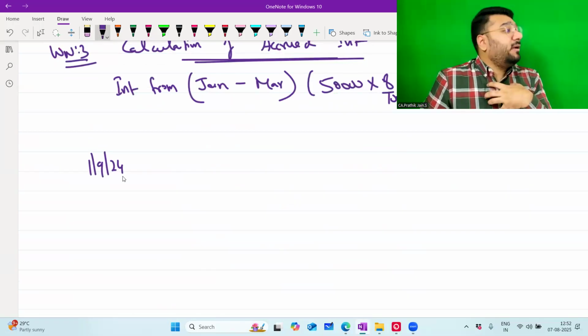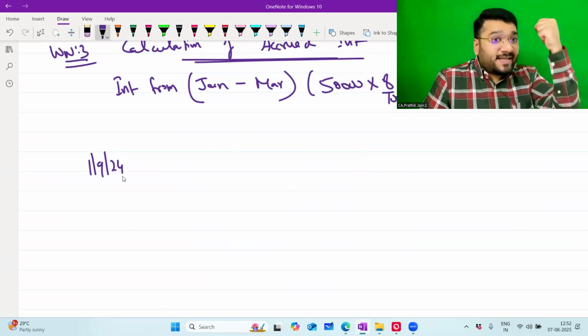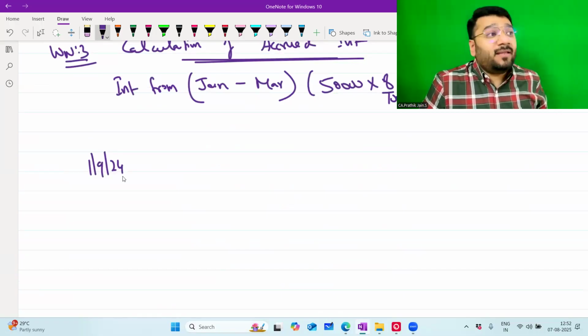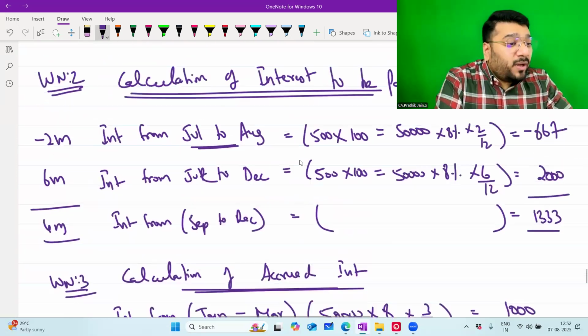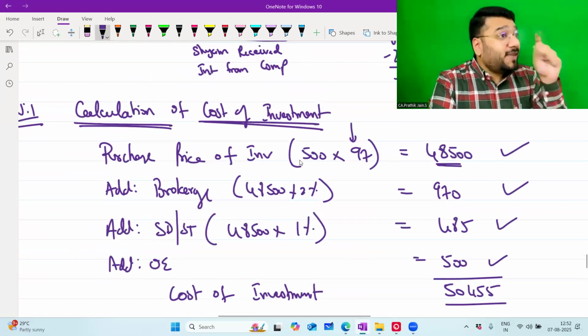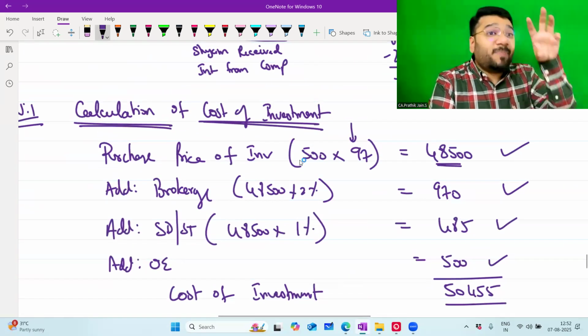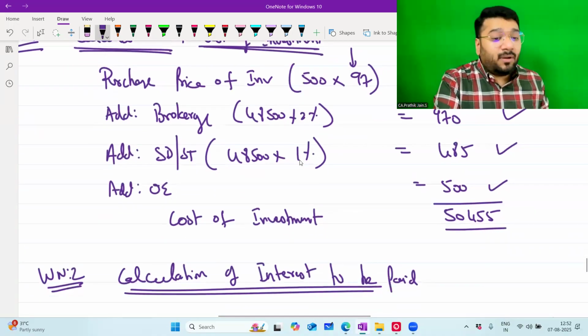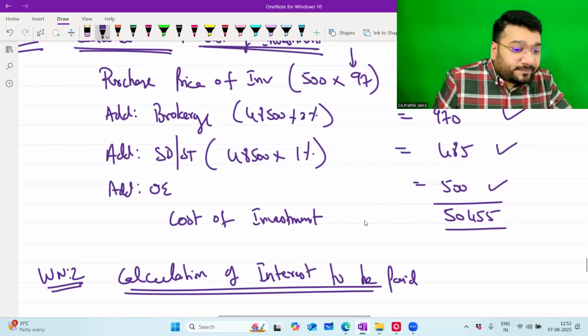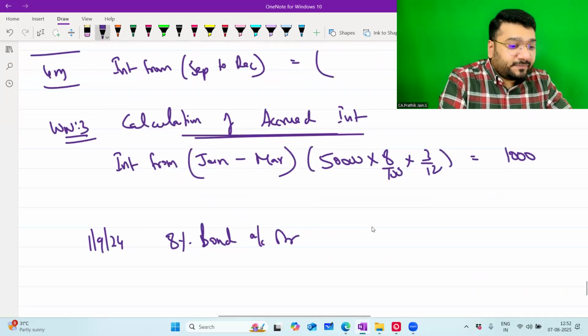So 1/9/24. What is the journal entry for buying? We are buying bonds, investment. For us, it is an asset. Asset is what balance? Debit balance. To create an asset, debit. 8% bond account, debit. This is coming from working note number 1. Working note 1 is done so that you can calculate the value of the investment easily. I need to capture the investment value. That is coming from working note number 1. 50,455.